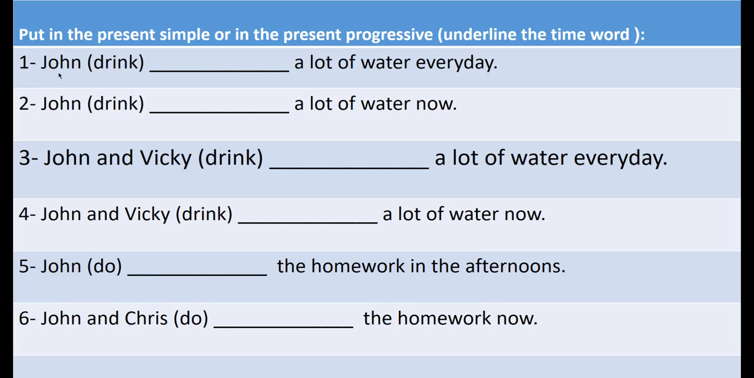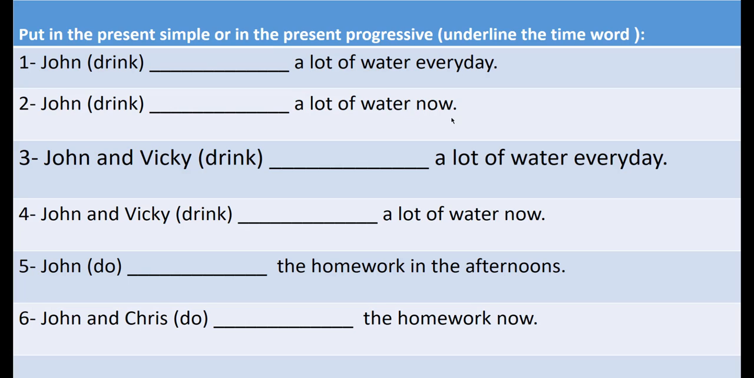For example, we read sentence number 1: John drinks a lot of water every day. Is it a time word of the present progressive? No. Now we look at sentence 2: John, dash, drink a lot of water. Now, is it the time word of the present progressive? Yes. So we will say John, why do we use the present progressive? Because we have now. So John is drinking. John is drinking a lot of water. Why? Because we have now.